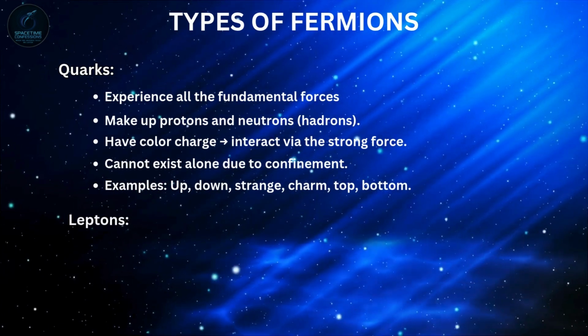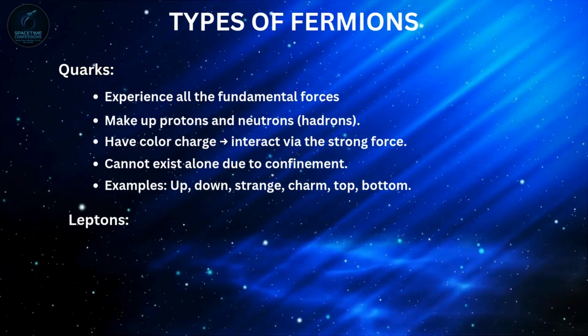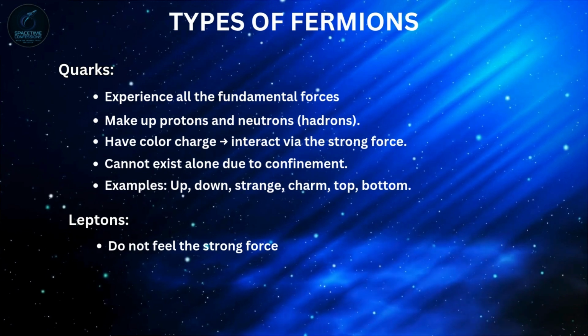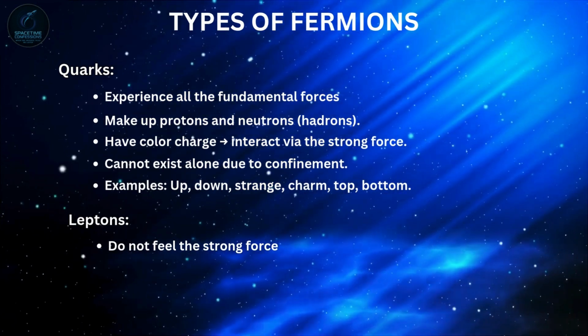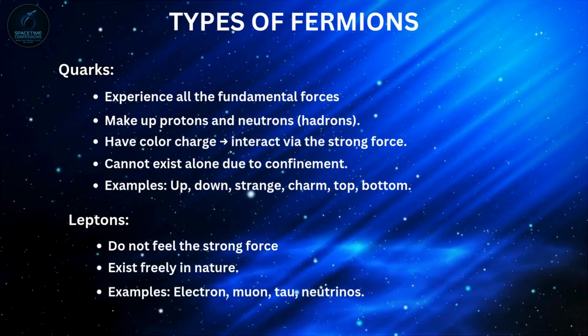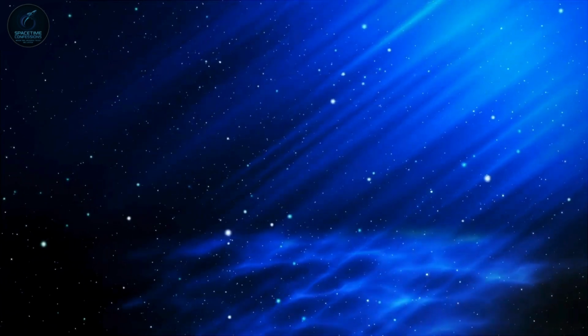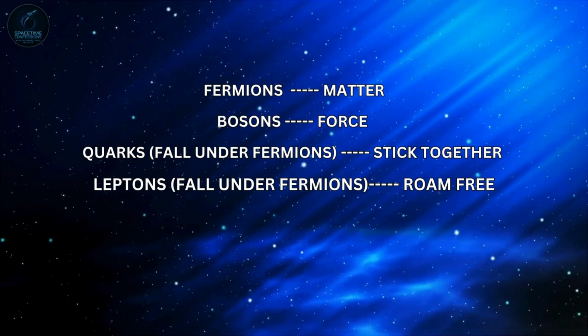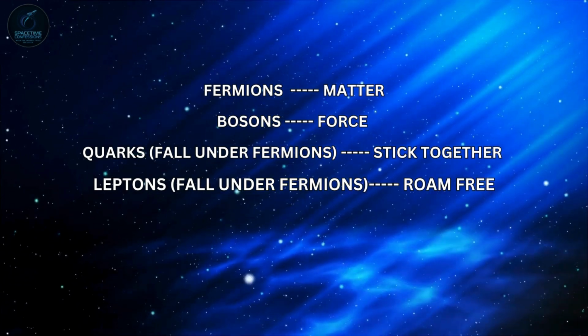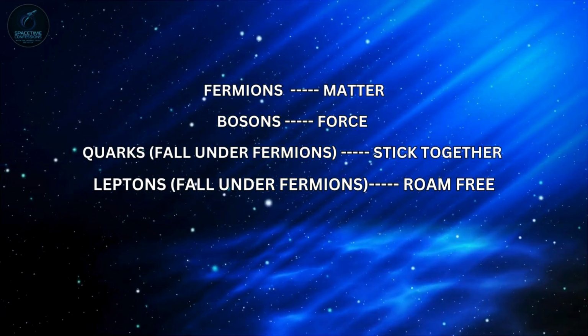Leptons, like electrons and neutrinos, are loners. They don't carry color charge, so they don't feel the strong force. That's why your electrons are free to zip around atoms, rather than getting stuck together like quarks. So in short, fermions equals matter, bosons equals force, quarks stick together, and leptons roam free.